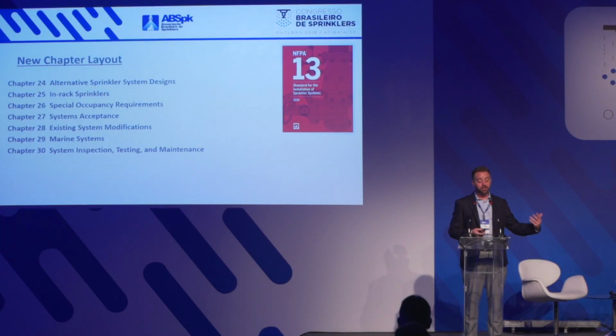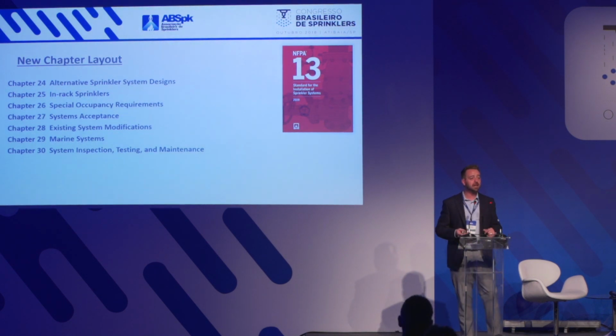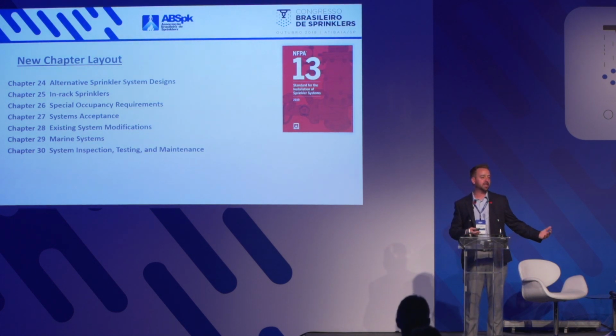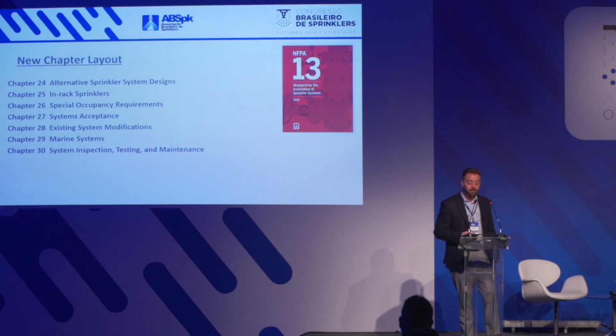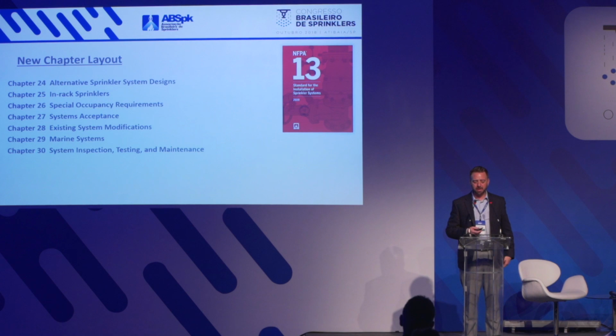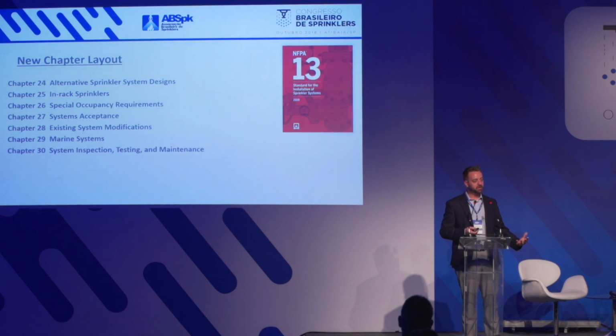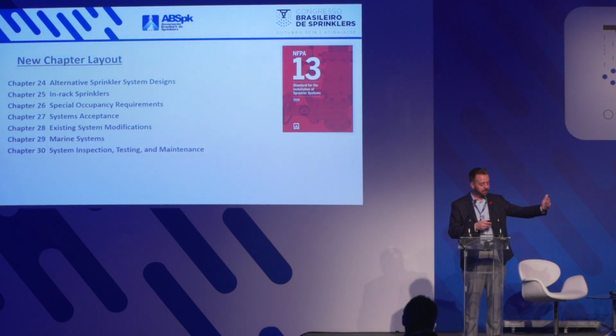Chapter 24 is going to be alternative sprinkler system designs. Chapter 25 is where everything's going to be for your in-racks, whether it's the ESFR sprinklers being used in the in-racks or whether it's just your standard smaller K-factors that we've been used to for years. All that information will now be found in Chapter 25. Chapter 26, special occupancy requirements. Piers and wharves are a good example of a design approach that you might find in Chapter 26 now. Chapter 27, your system acceptance, so placing your system into service. So you can see how it's sequential logic that's being used here as we're going through.